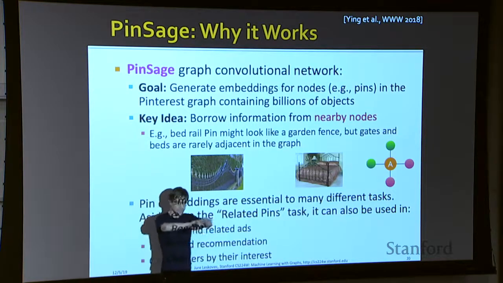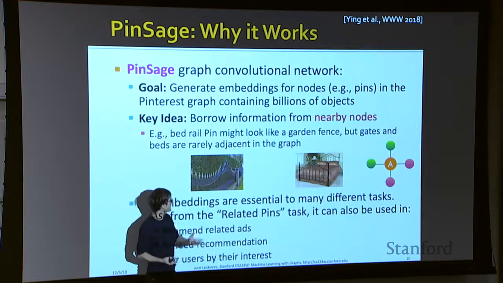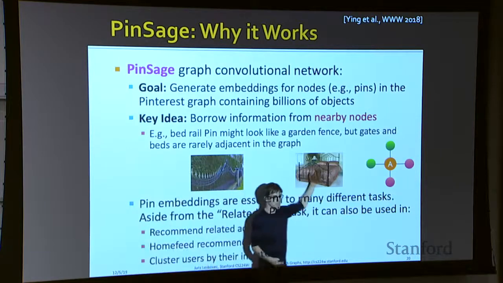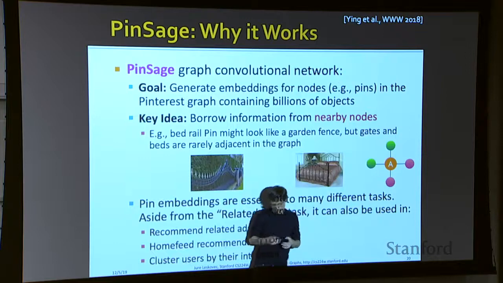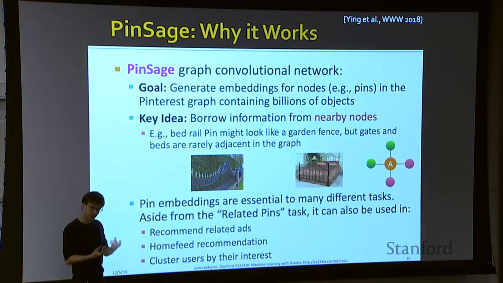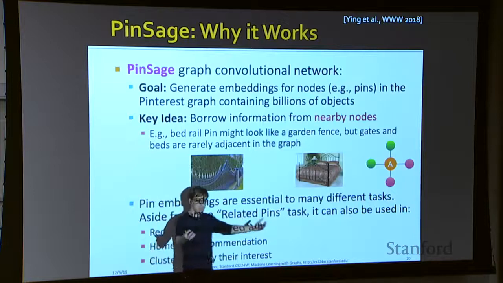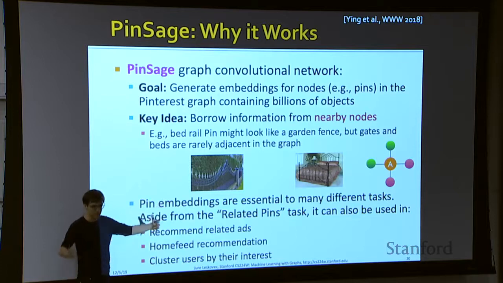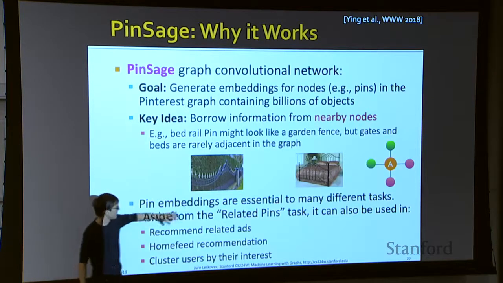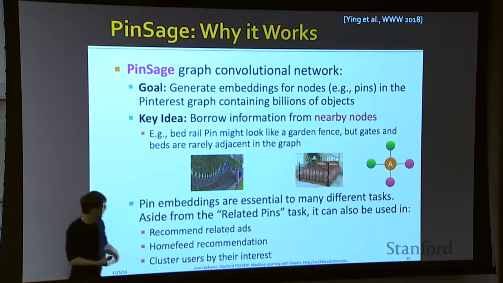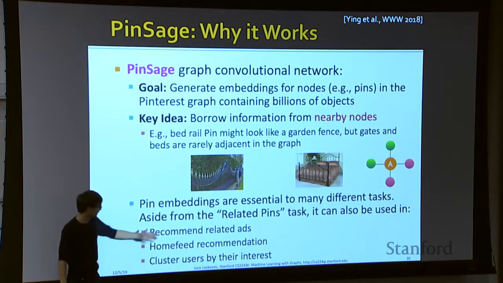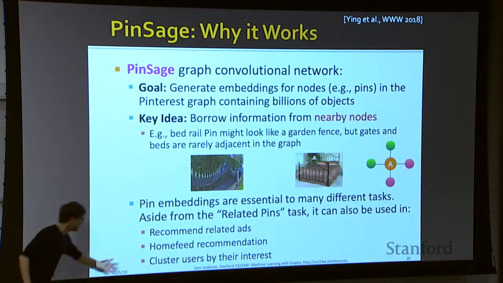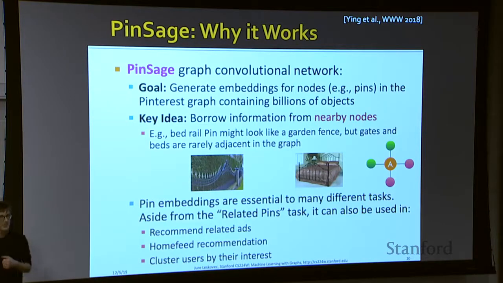But the graph information will tell you that garden fences are in one part of the graph and beds are in the other part of the graph. So this will allow you to resolve your embedding much better, because you will be able to borrow information from nearby nodes, right? And if you are able to borrow this information effectively, these pin embeddings will then become essential to create many different, as I said, products. Like you can do related pins, you can create these endless recommendations, you can use this to cluster users based on interests and things like that, right?